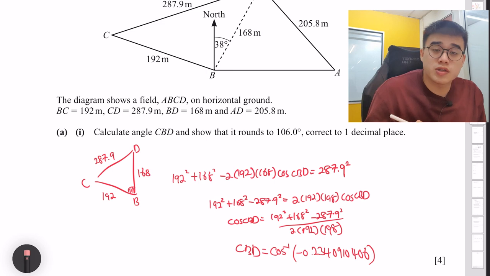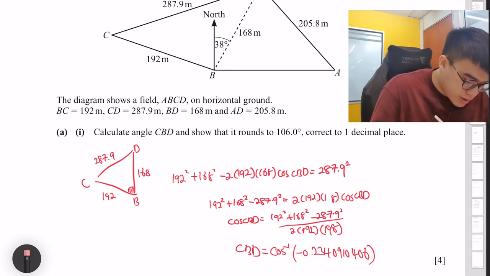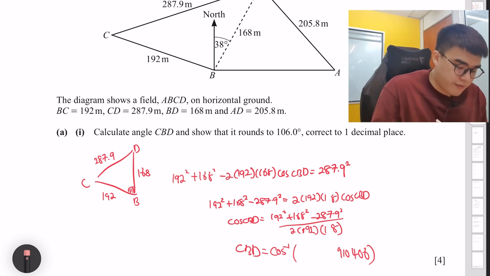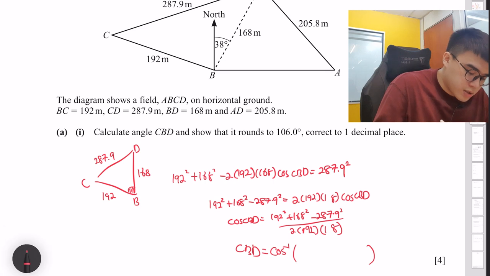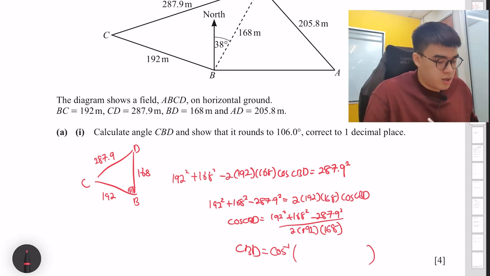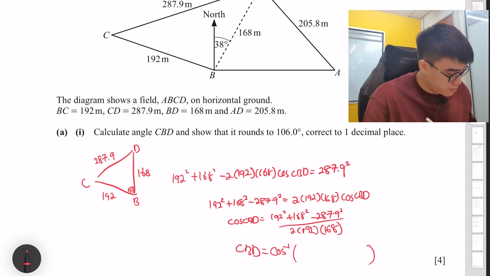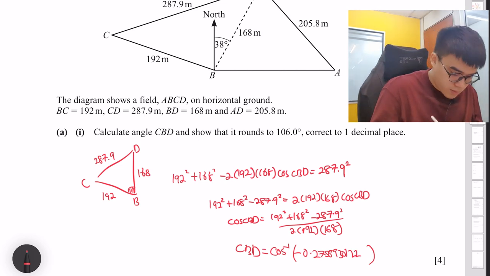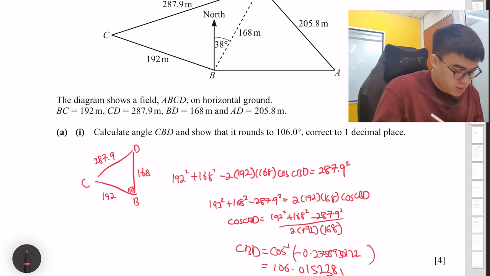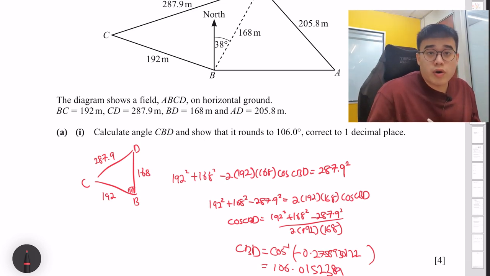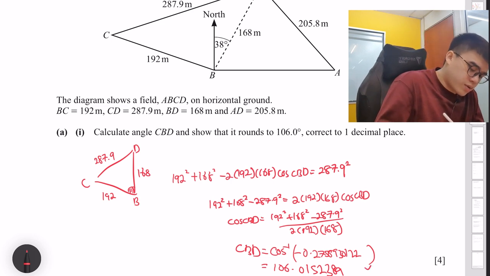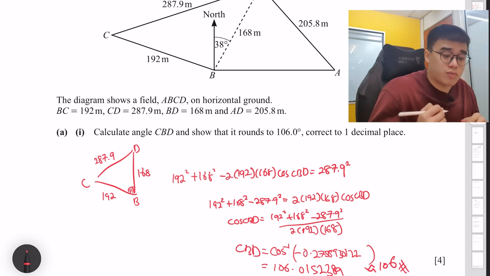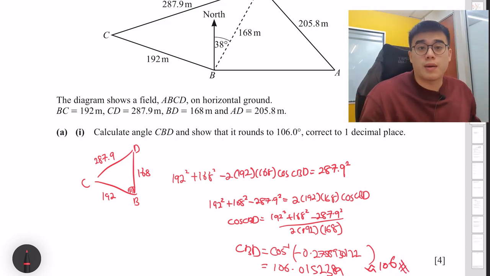I noticed there was one figure that I keyed in wrongly. It should be 168, which will affect my entire calculation. So these are the little things you need to take note of. Whenever you do this calculation, make sure everything you key in is correct. So this is what you've got. However, they wanted us to correct to one decimal place, so after rounding, it'll be 106, no problem. So that's it for part A number one.